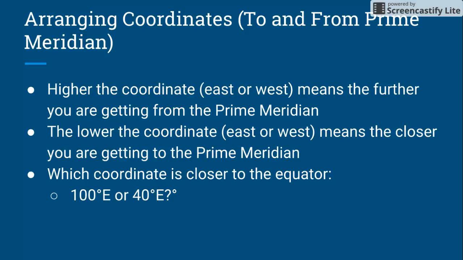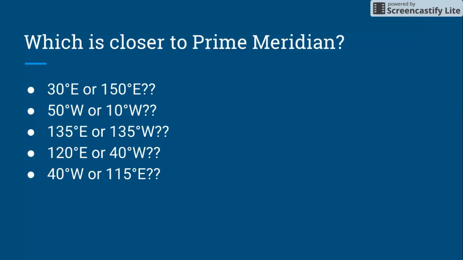Which coordinate's closer to the prime meridian? This should say prime meridian, sorry. Which one's closer, 100 degrees east or 40 degrees east? Should be 40 degrees east because it's a lower number.